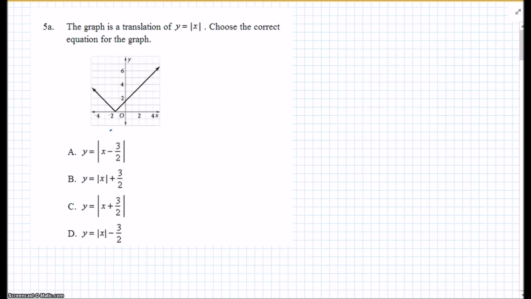So the graph is a translation of y equals the absolute value of x. Choose the correct equation. Well, it looks like I had to move to the left 1.5. So I should have y equals the absolute value of x. It shouldn't be minus. It's probably going to be plus 3/2. So the answer would be C.